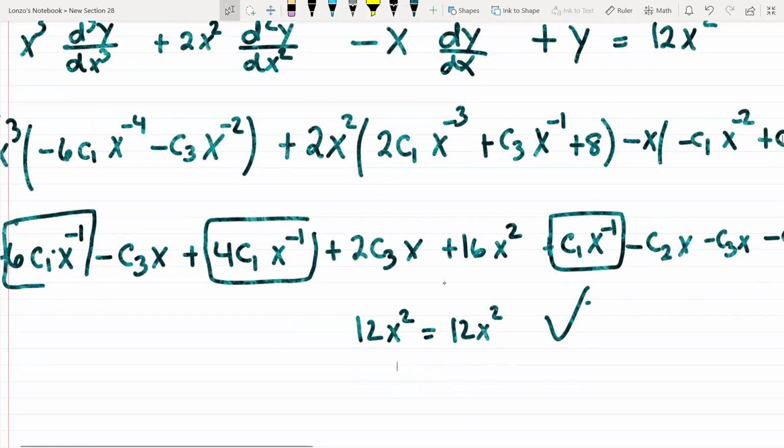Okay, that was kind of like the long one. You just need to know how to do your derivatives.